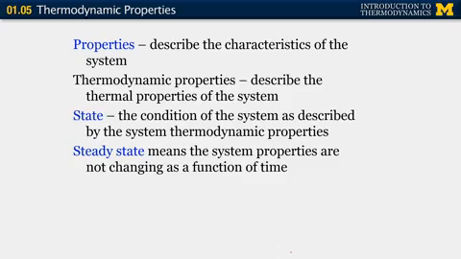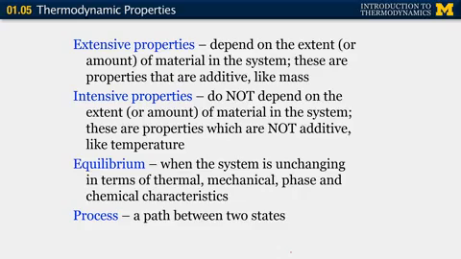Steady state means we have a system where those properties are invariant. That's important for us because in thermodynamics, in order for us to define a state, the properties have to be invariant. Okay, so what types of properties are there?